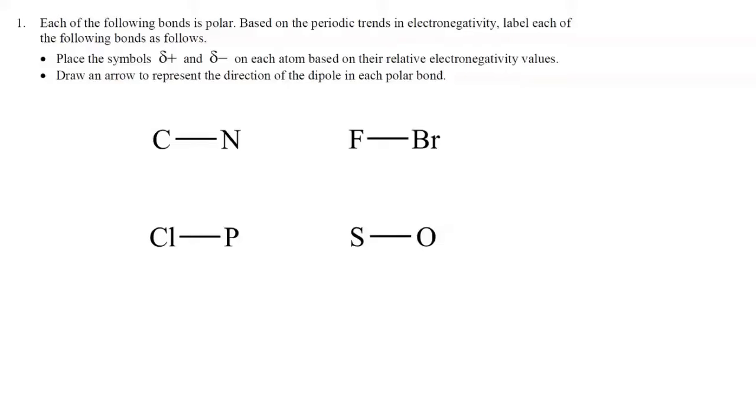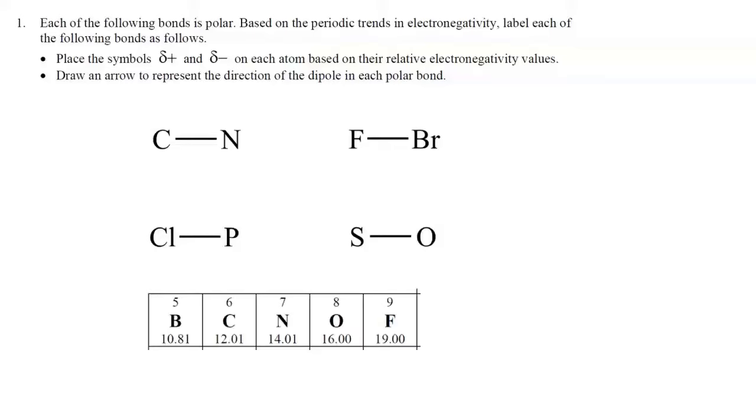Question 1. Each of the following bonds is polar. Based on the periodic trends in electronegativity, label each of the following bonds as follows. Place the symbols delta plus and delta minus on each atom based on their relative electronegativity values, and draw an arrow to represent the direction of the dipole in each polar bond.